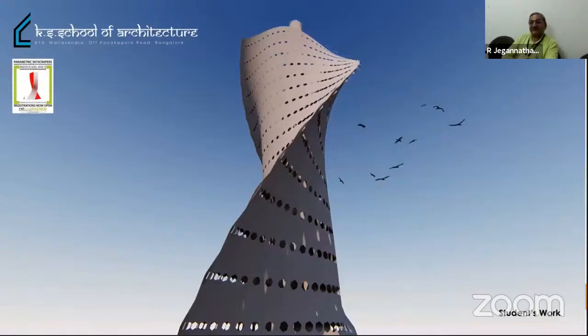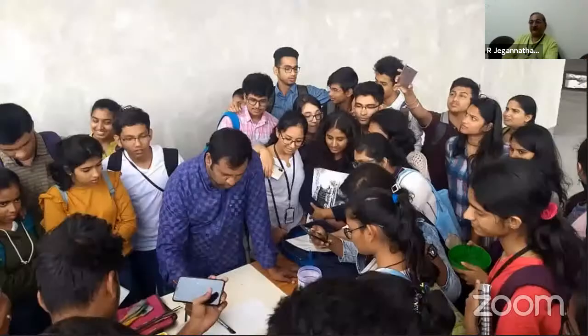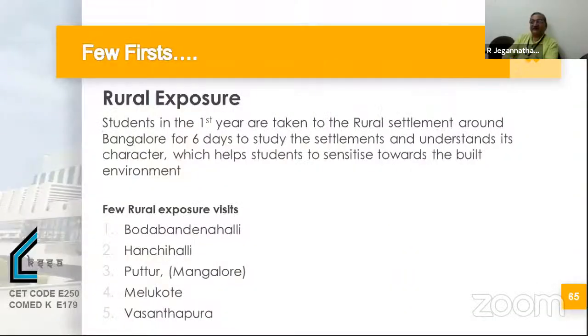Now, these are some of the students' work, which was an output of this parametric design workshop. And we have had other experts coming in.